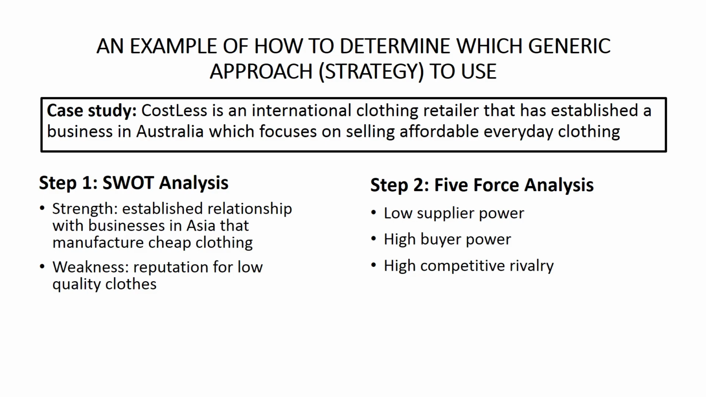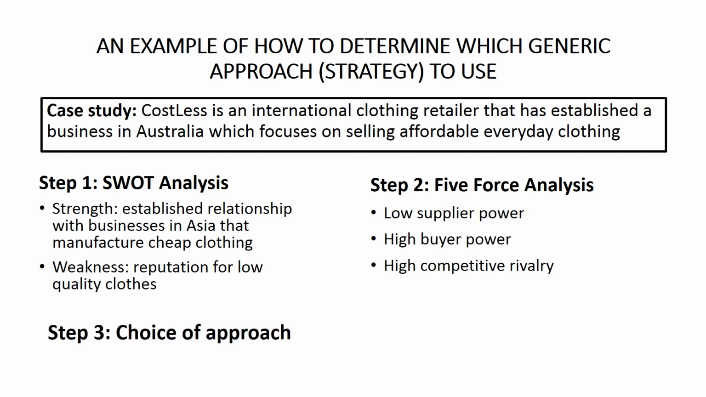However, there are 2 forces that weaken Costless's competitive power. First, buyer power is high because Costless's customers have little loyalty and will shop wherever they can get the cheapest clothing. And second, there is high competitive rivalry because there are already a large number of cheap clothing retailers, such as Kmart and Target, who operate in Australia.